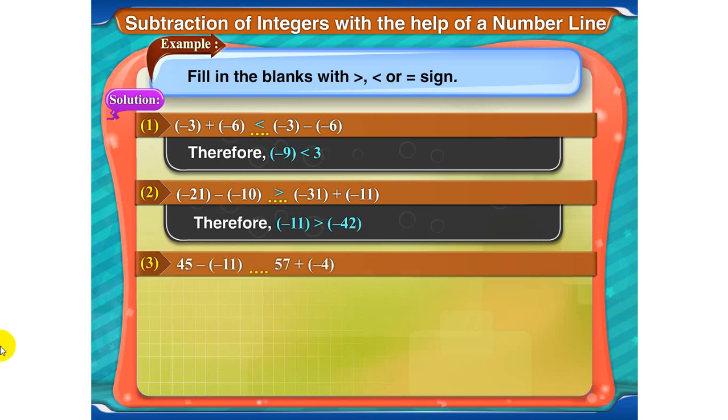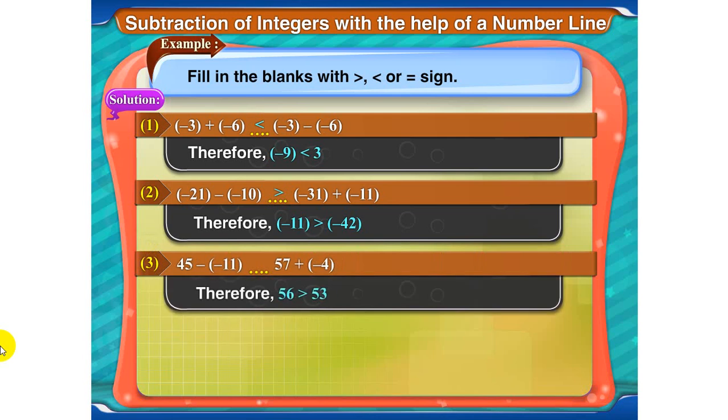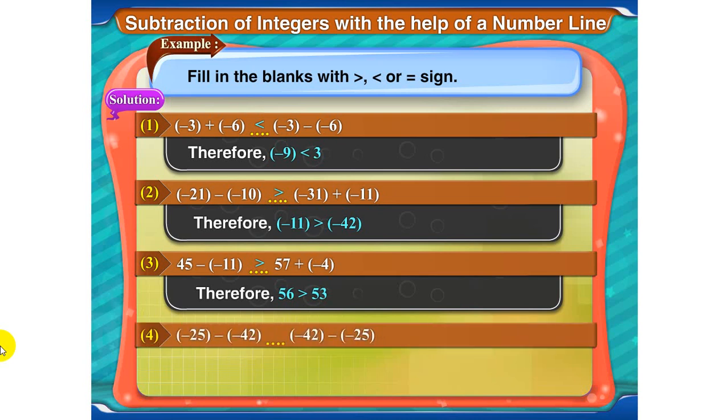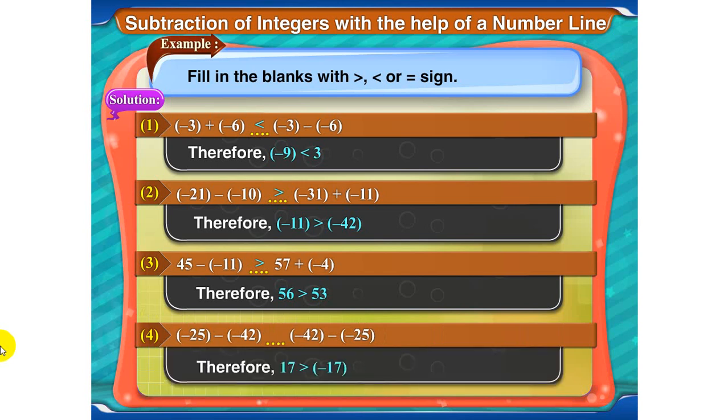3. 45 minus minus 11, dash, 57 plus minus 4. Therefore, 56 is greater than 53. 4. Minus 25 minus minus 42, dash, minus 42 minus minus 25. Therefore, 17 is greater than minus 17.